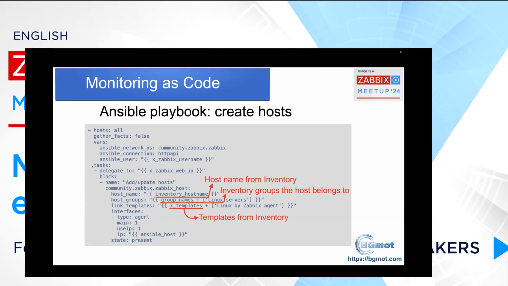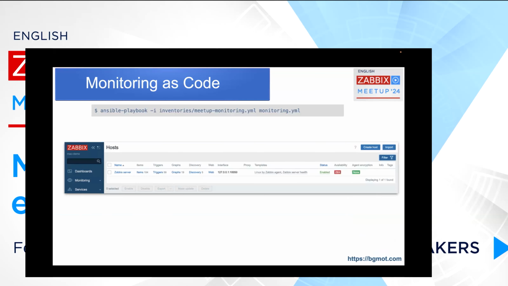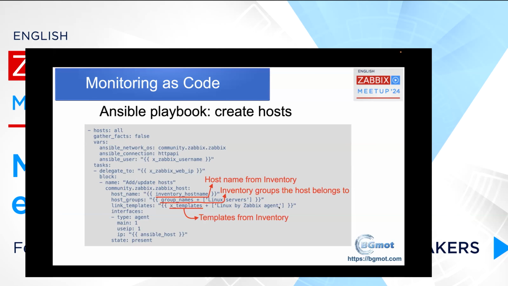Then we go to the Ansible playbook and say, okay, create a task, add or update hosts. We are using the zabbix_host module from our collection. Host name, this is the inventory host name. It comes from inventory, obviously. Host groups, we include this host in the groups defined in the Ansible inventory, and we link to the templates defined in our inventory for this particular host. Plus, we link all our servers to the template Linux by Zabbix agent. These are all Linux boxes. And we put all our servers, virtual machines, in the group Linux servers. That's it.